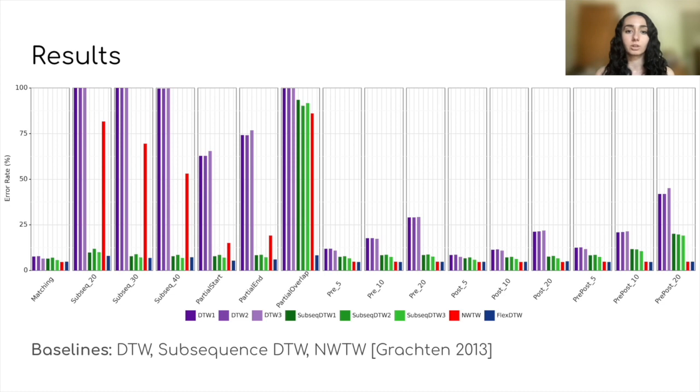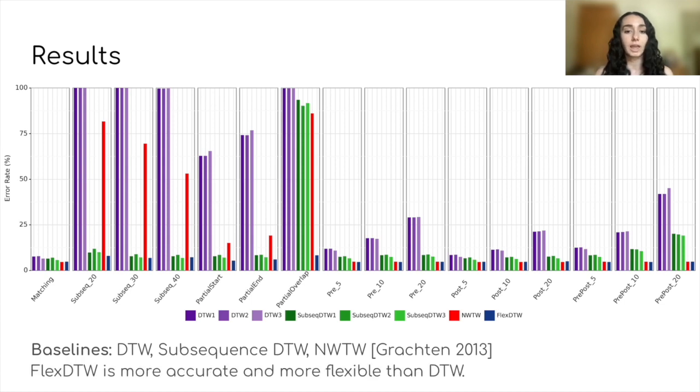In this plot, the colored bars correspond to different alignment algorithms and show the respective alignment error rates at a fixed error tolerance of 200 milliseconds, and the panels correspond to performance in each boundary condition. The main thing to notice about these results is that FlexDTW has the best or near best performance across all 16 boundary conditions, and it is the only alignment algorithm that performs well on some boundary conditions like partial overlap. This shows that FlexDTW is both more accurate and more flexible than standard DTW.